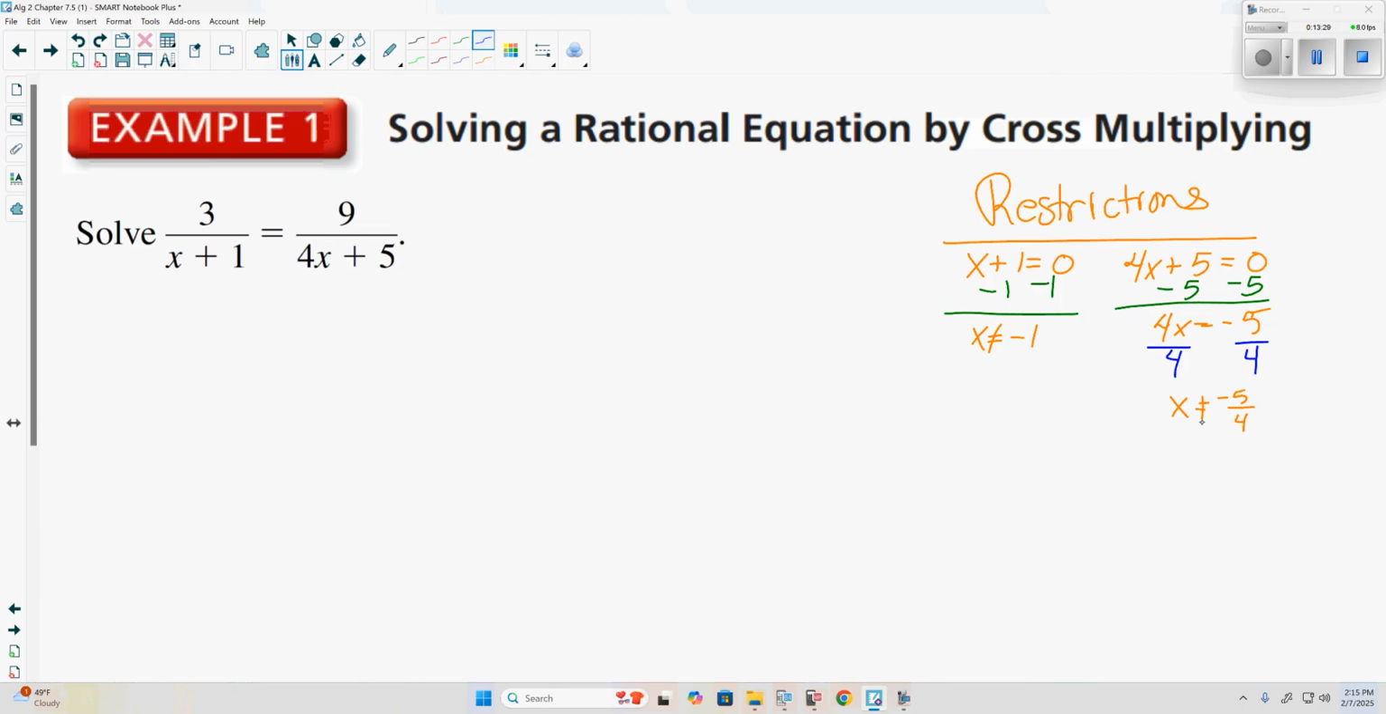Now, next step. Questions on the restrictions? We've done those before.